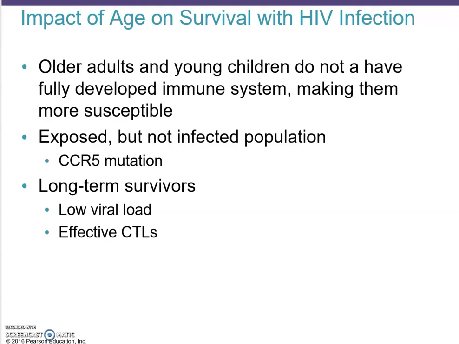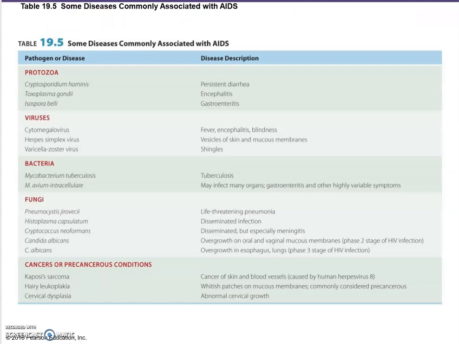There is an exposed but not infected population. Those are people with the CCR5 mutation, and we don't have time for this. And then there are long-term survivors, especially right now. There are some effective medications available that seem to be preventing people from dying. They don't ever go into stage 3, and so they are able to somehow maintain a sufficient CD4 plus T cell population.